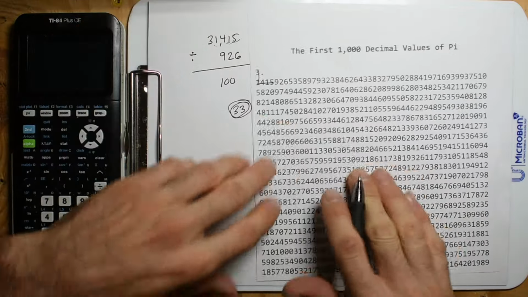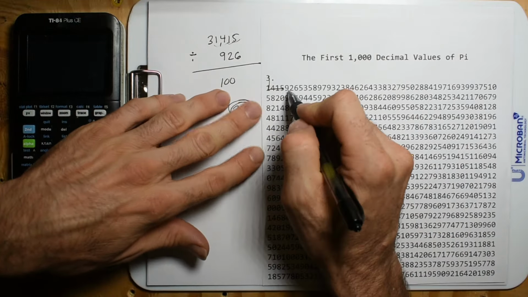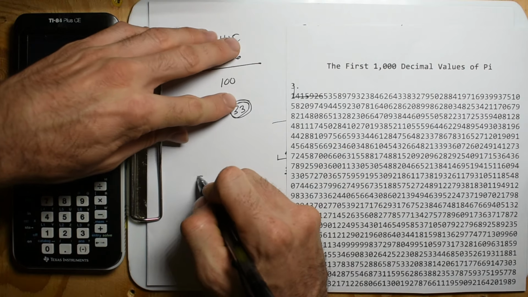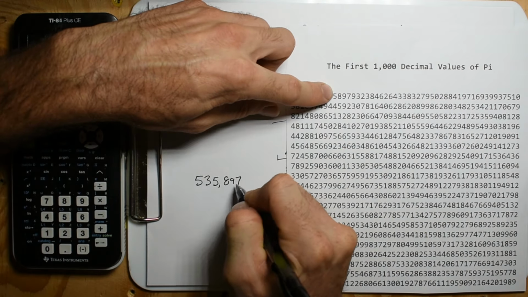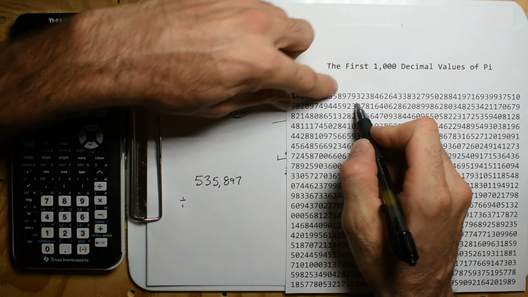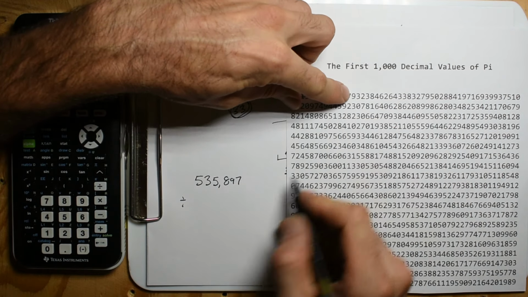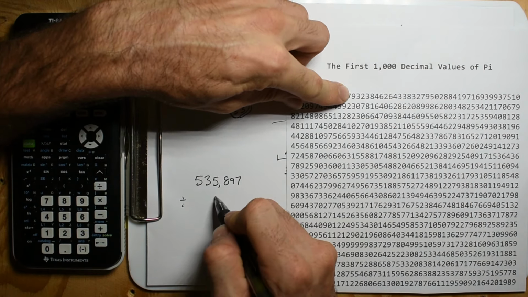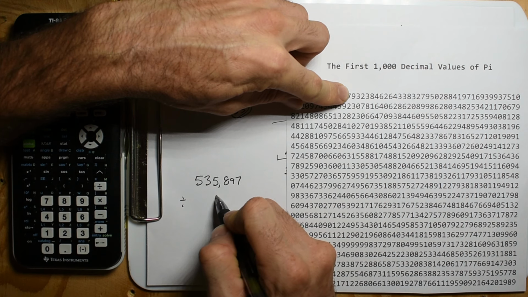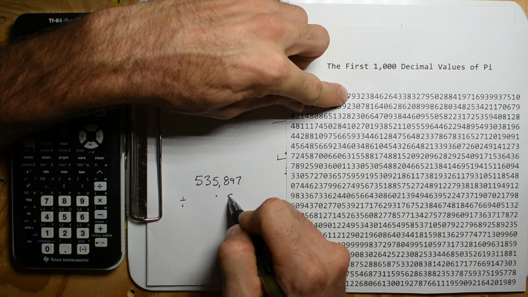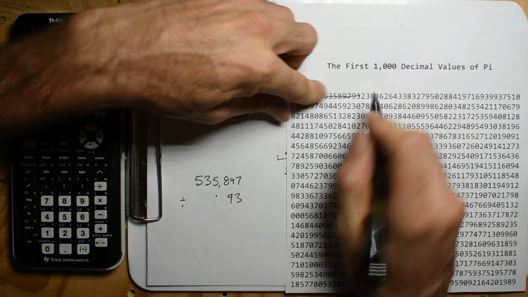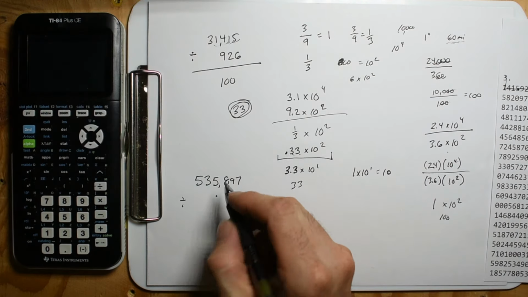Let's do some more. So we got up to 296. And so we're going to do 5, 3, 5, 8, 9, 7. And we're going to divide it by, let's see, let's do 93. There you go. Divided by 93. All right, and now we're going to see what.